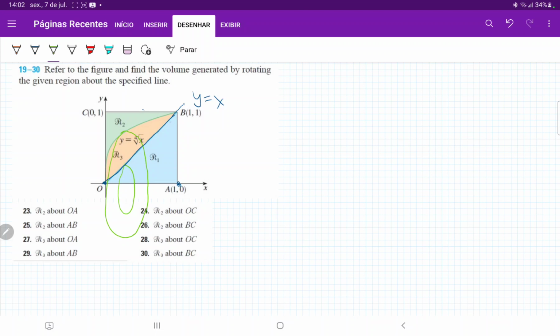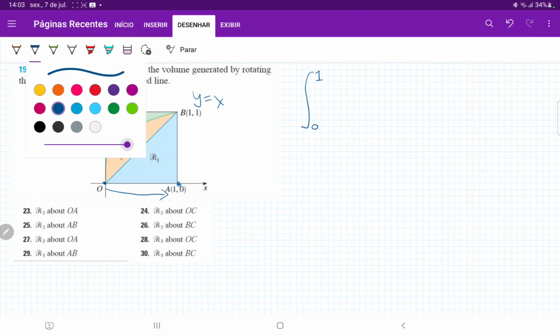So what we're doing is we're summing up all these disks here that would go like this, across the x-axis, right, to revolve the whole thing. So we're summing up these disks across the x-axis. Therefore, our integral goes from the point 0 to the point 1 on the x-axis. And now we just have to think about how we're going to express our disk.